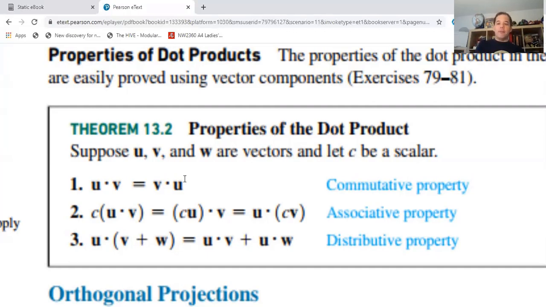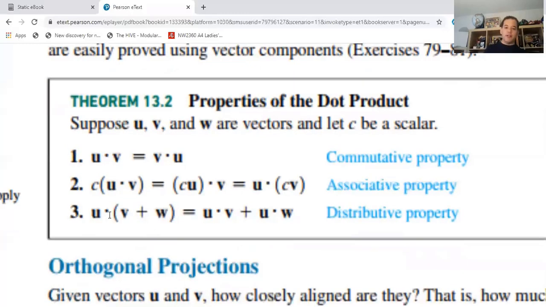And we kind of know that because what is the definition? The definition is the product of their magnitudes times the cosine of the angle in between them. So there is no reference there of which one is first, which one is second. It doesn't matter, right? The second property is the associative property when you multiply by a constant. So if you multiply by a constant, you can multiply the constant on the first, or you can multiply the constant on the second as a scalar multiplication. And in either way, you get the same answer.